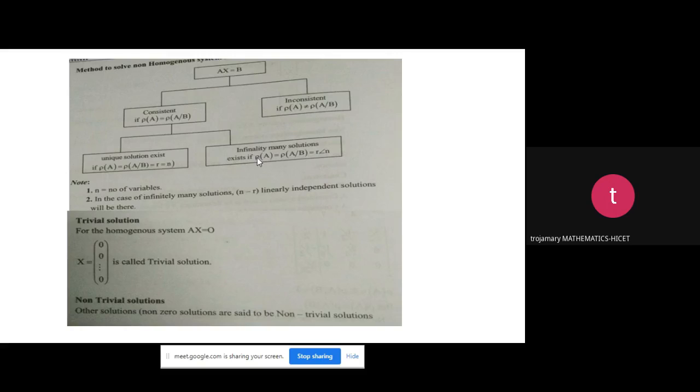That is for the non-homogeneous system. Now for the homogeneous system Ax = 0, x = 0 is called the trivial solution. Other non-zero solutions are said to be non-trivial solutions. Just note these terms: what is a trivial solution, what is a non-trivial solution. The trivial solution for the homogeneous system means x = 0. Non-trivial means x is not equal to 0; solutions other than zero are called non-trivial solutions.